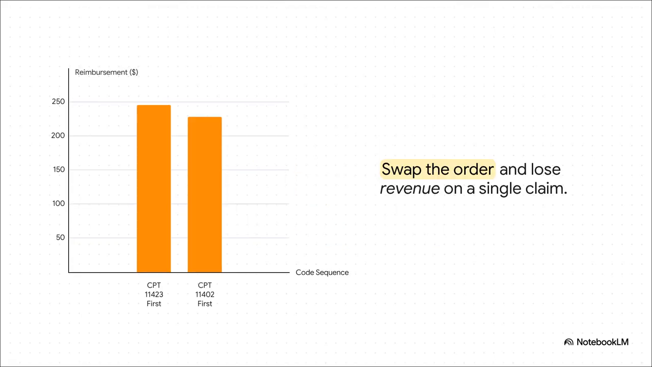If a coder casually sequences a lesser procedure, say CPT 11402, before a more intensive one like CPT 11423, that 50% discount gets slapped onto the higher-paying code. Just by swapping the order of those two lines on the claim form, the practice loses exactly $17.71 on that single claim. That might not sound like a lot, but multiply that by thousands of claims across a year. The financial impact is absolutely massive.